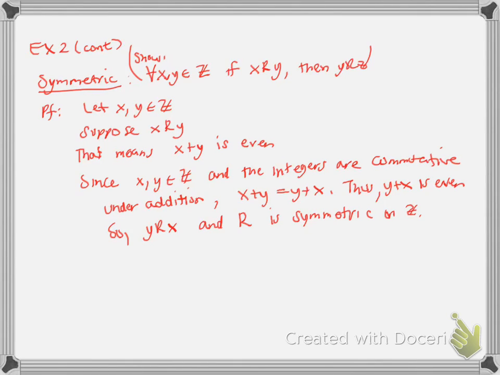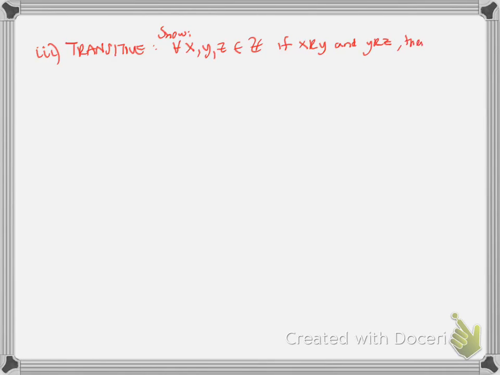And I would suggest you try to pause and see if you can set up the transitive property on your own, because once you understand the symmetric property, really, because it's conditional, you should understand the transitive. All right, we are back. And the transitive property. So we have to show for all x, y, and z belonging to the integers, if x relates y and y relates z, then x relates z. That's what we need to show.